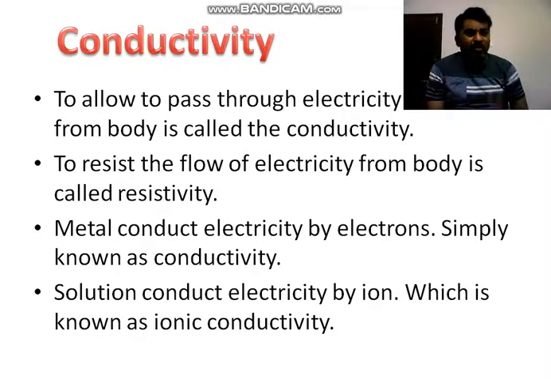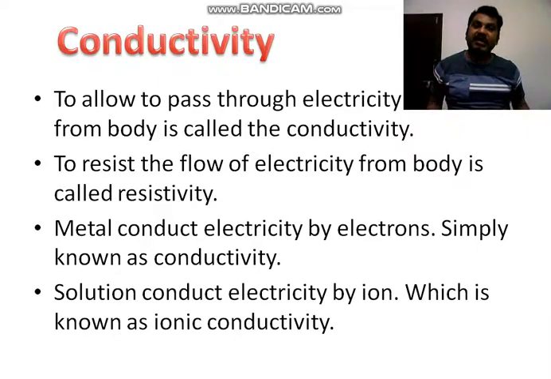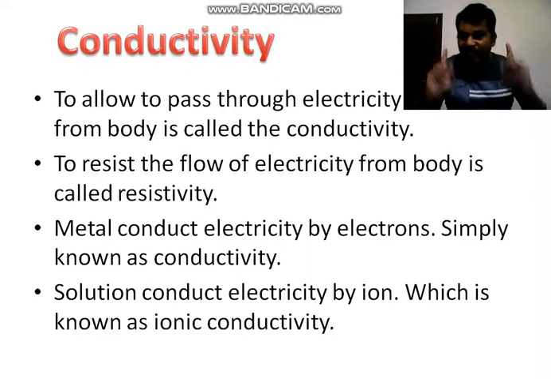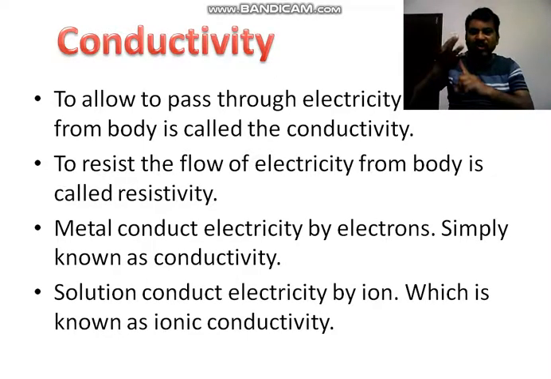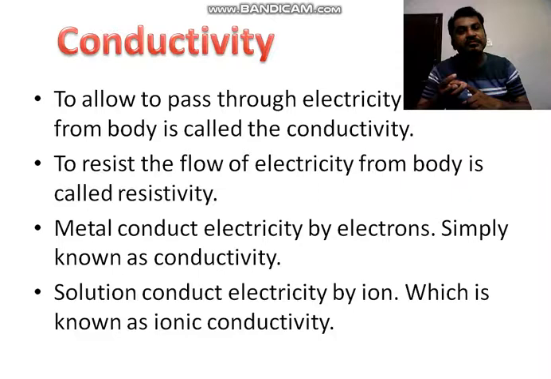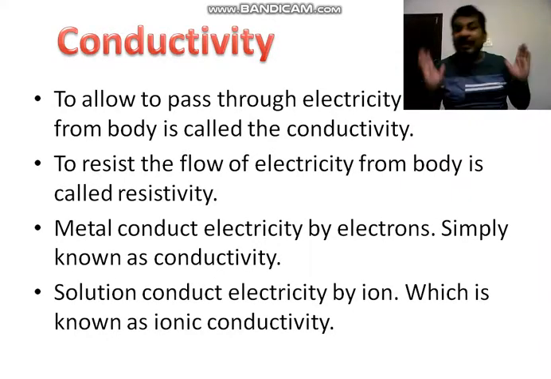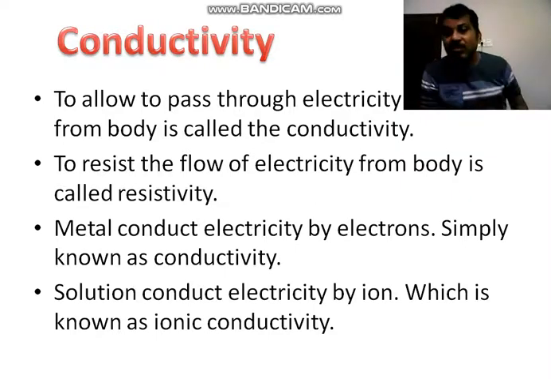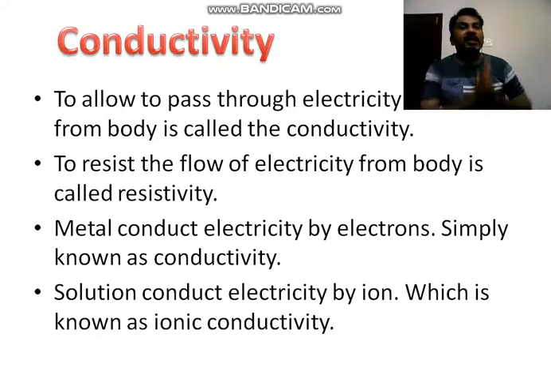When any material allows electricity to pass through it, we can say that is the conductivity of that material. You know, wood is not allowing, iron is allowing, rubber is not allowing, copper is allowing. Now, iron and copper, which allows more? That is the most important topic of the day.